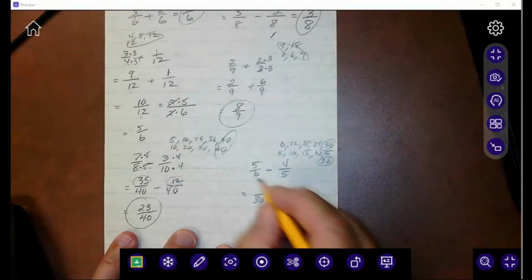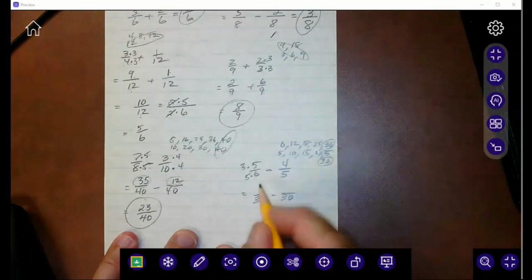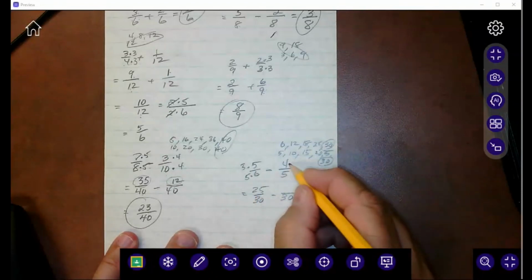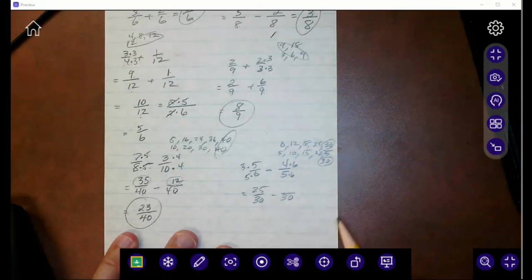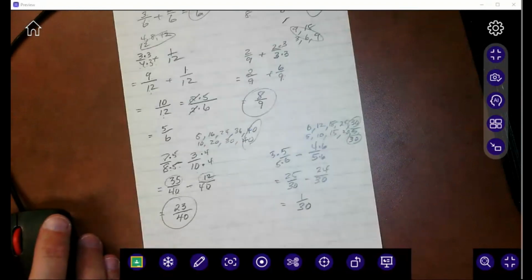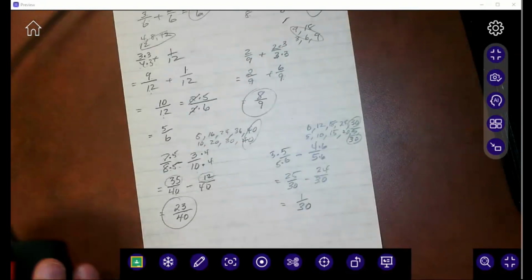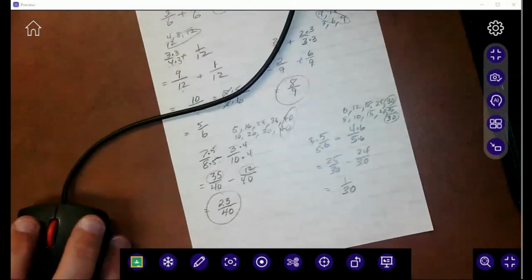To change 5/6 into 30ths, we multiply the bottom by 5. So I have to do the same thing on the top, and we get 25. To change 4/5 into 30ths, we multiply the bottom by 6, the top by 6. 5 times 6 is 30. 4 times 6 is 24. So we take 25/30 minus 24/30, and we get 1/30. Okay. All right. Now I'm going to give you some to do for classwork. So give me just a second here.